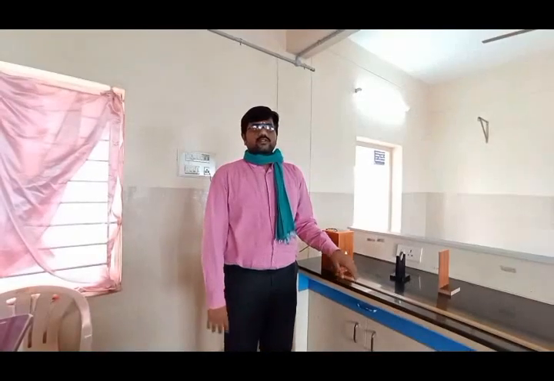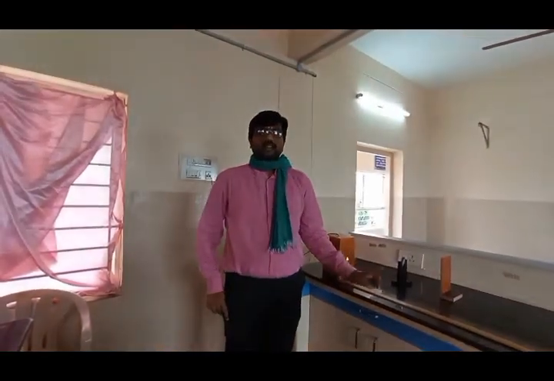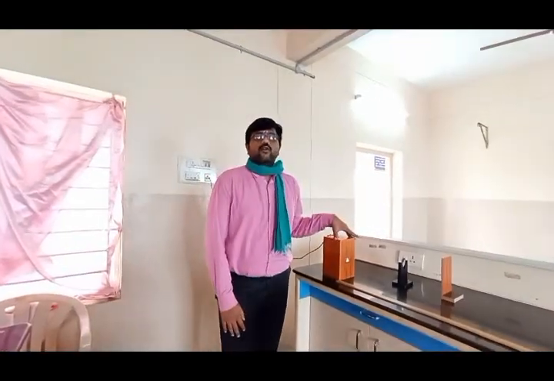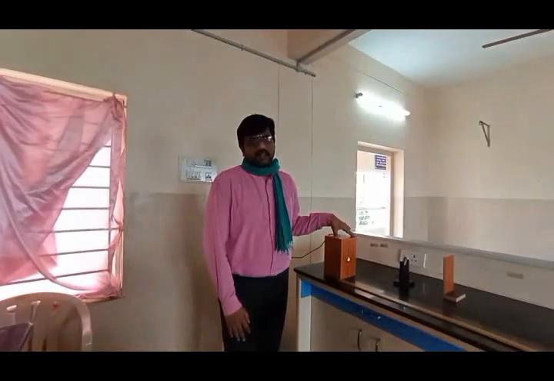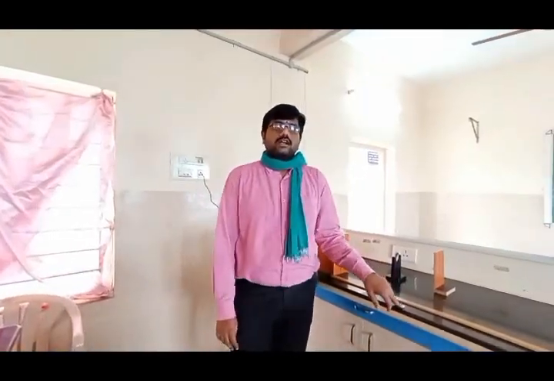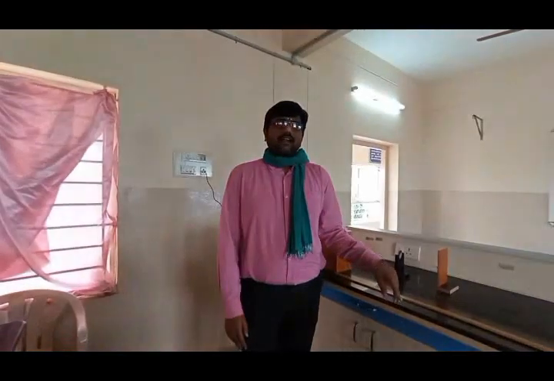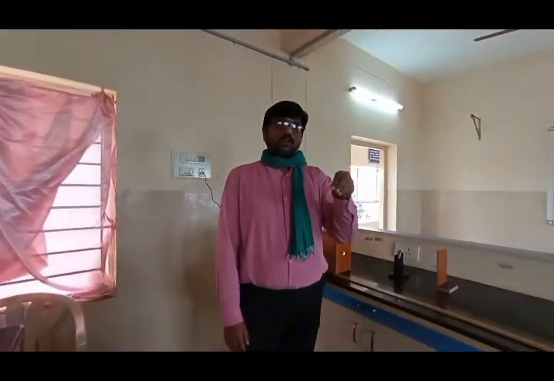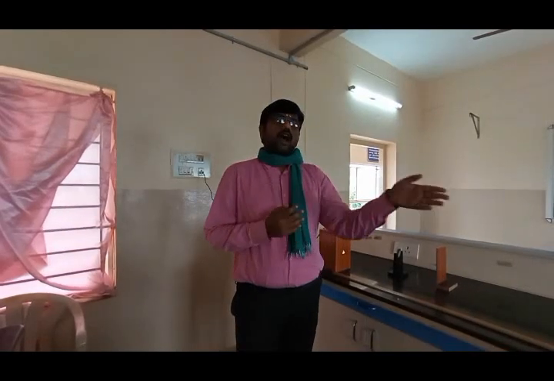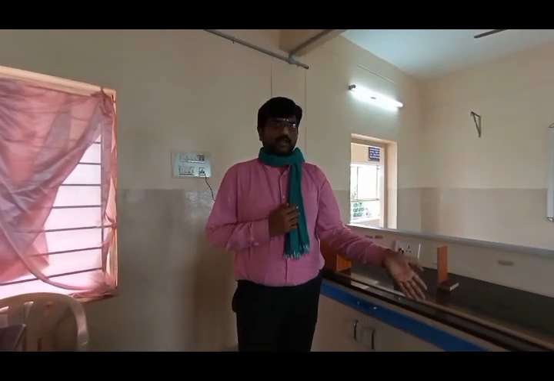Good morning, students. So today we are going to do our second experiment. What is this experiment? We are going to calculate the focal length of a convex lens. We all know that a convex lens is otherwise called a converging lens, where when light rays fall on this particular lens, it will converge all the light rays and the image will be formed at the focus.